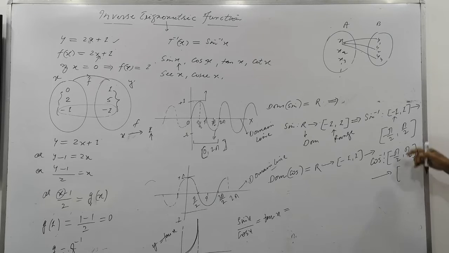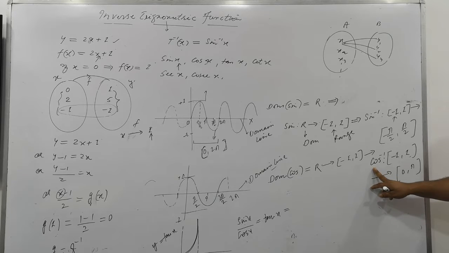Sorry, excuse me. It's -1 and it's 1. Okay? For cos inverse, -1 gives pi, and 1 gives 0. So what can I say here? 0 to pi. Is that clear? So this is the range of the cos inverse function.